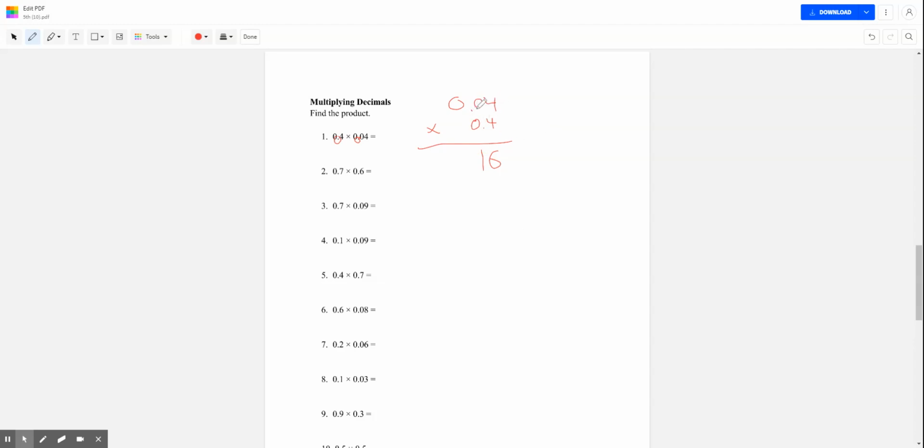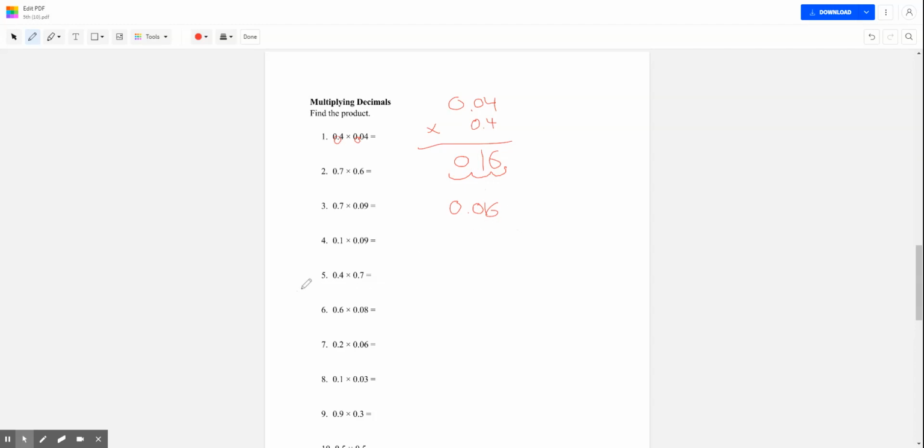There are 2 numbers after the decimal point, and there's 1 number after the decimal point in this one. So we're going to have to add them up, which is 3, and we're going to pretend that there's a decimal point here, and move it to the left 3 times. So that is 0.016 for number 1.